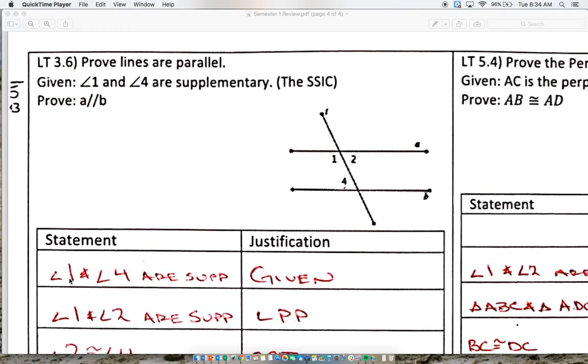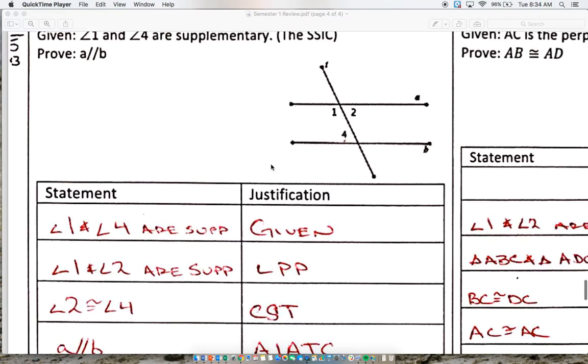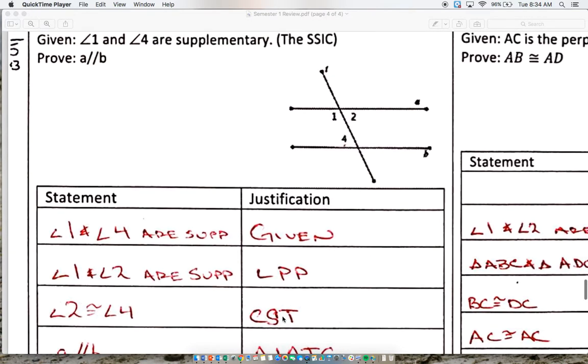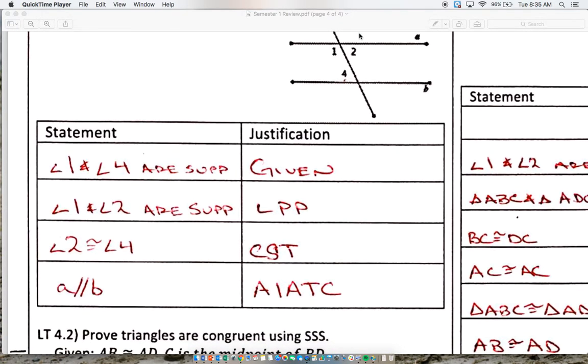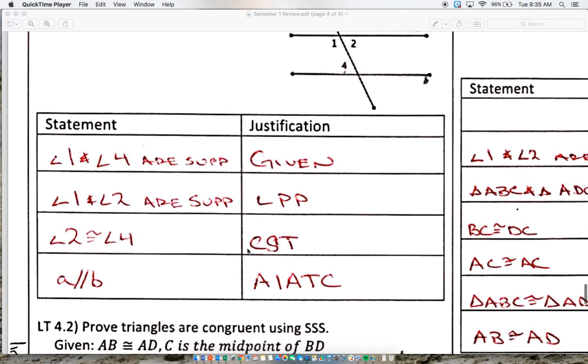Well, here's what I do know. I know that 1 and 4 are supplementary by what was given to me, and I know that 1 and 2 are supplementary, again, by the linear pair postulate. This makes a straight line, so it's a linear pair, which means they're supplementary. And therefore, because 4 and 2 are both supplementary to angle 1, they've got to be congruent to each other. So that's why you see angle 2 is congruent to angle 4 here by the congruent supplements theorem. And because 2 and 4 are alternate interior angles, and we've said that they're congruent, we know that A has to be parallel to B, which is the alternate interior angle theorem converse.